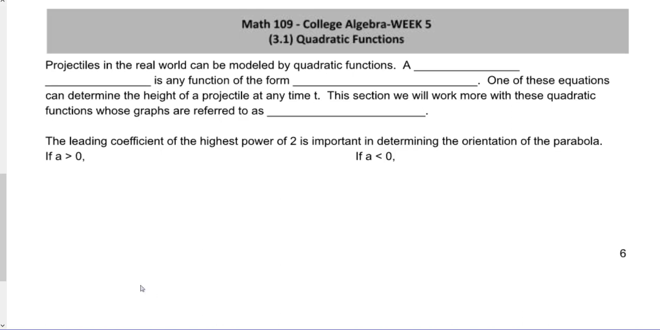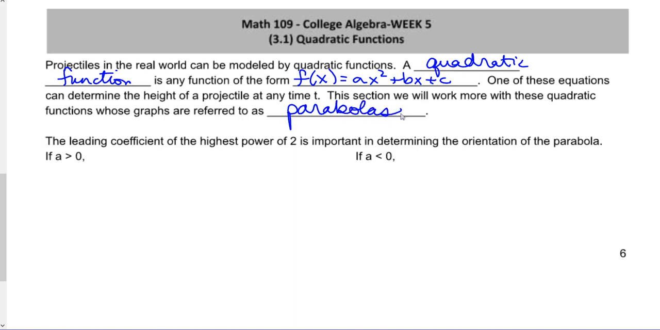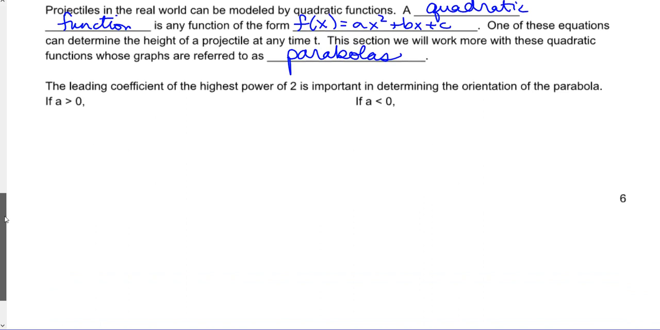It was deceitful with the name of quad, but projectiles in the real world can be modeled by a quadratic function or quadratic functions. A quadratic function is any function of the form f of x equals ax squared plus bx plus c. One of these equations can determine the height of a projectile at any time t. In this section we will work more with these quadratic functions whose graphs are referred to as parabolas. And so we've seen some of those with transformations, and we are going to check them out again.